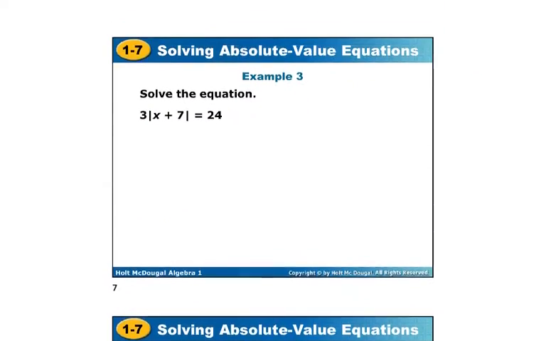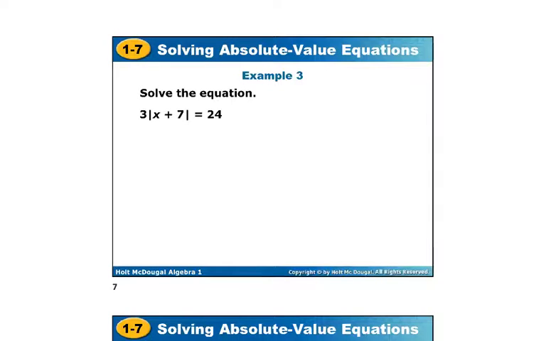Alright, and then we have our last example, again, trying to isolate this absolute value set. You can kind of imagine it as parentheses. But of course they're fancy parentheses that actually mean make whatever it is inside of there a positive distance. And so this is 3 times x plus 7. And so if we know that that's 3 times x plus 7, how would we get that 3 away from the absolute value? Because remember, we're trying to isolate it.